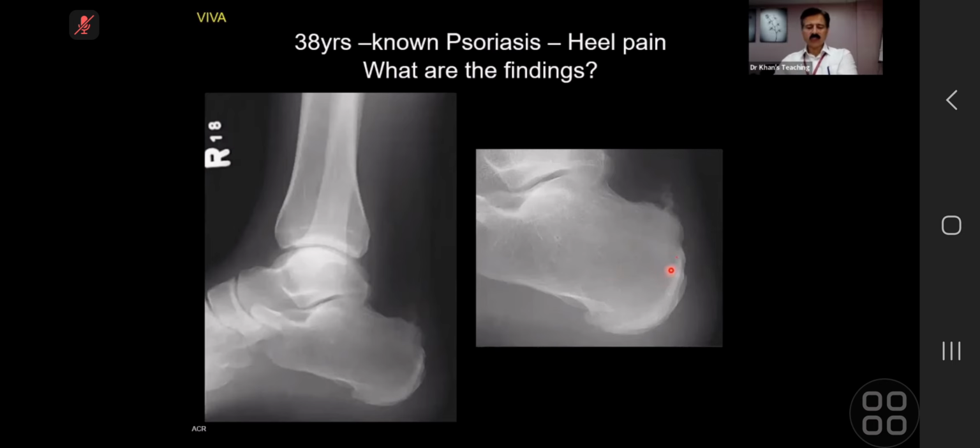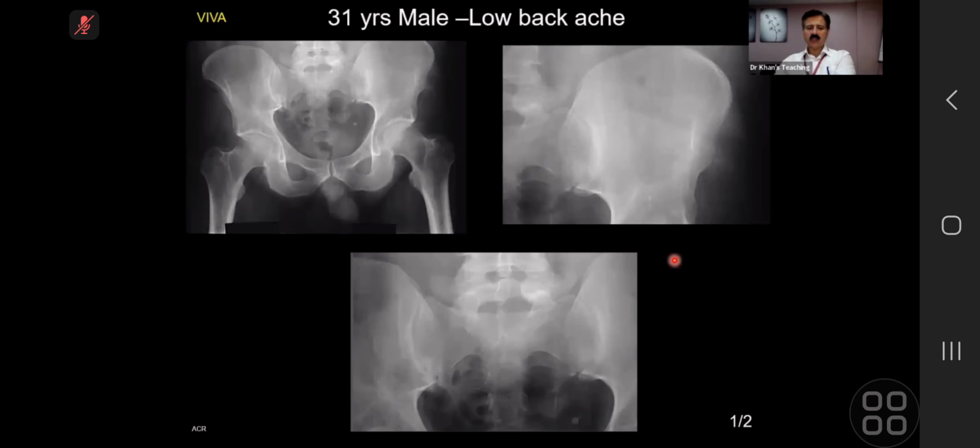So what happens, and you have to develop your eyes on this, is that initially when there is acute change, there can be erosion here. Then there can be what we call new bone formation in the soft tissue at the site of ligamentous and tendinous insertion. So this is enthesopathy vis-a-vis the Achilles tendon.